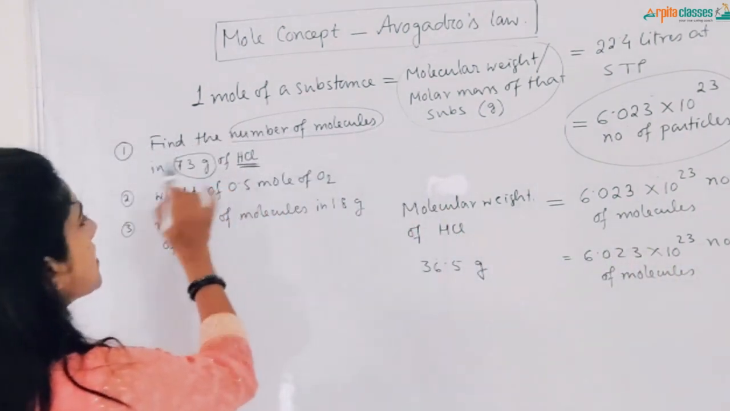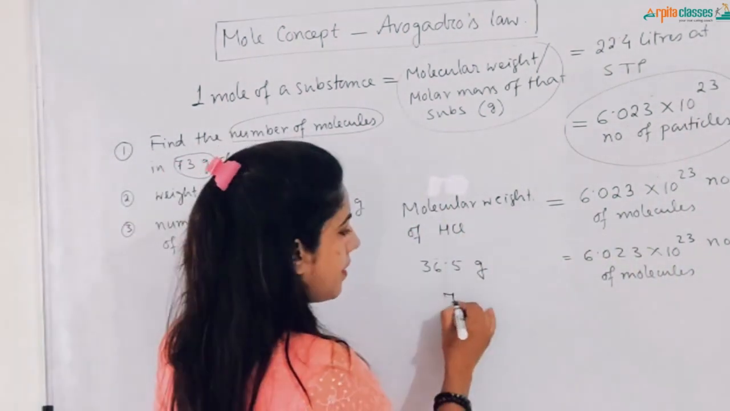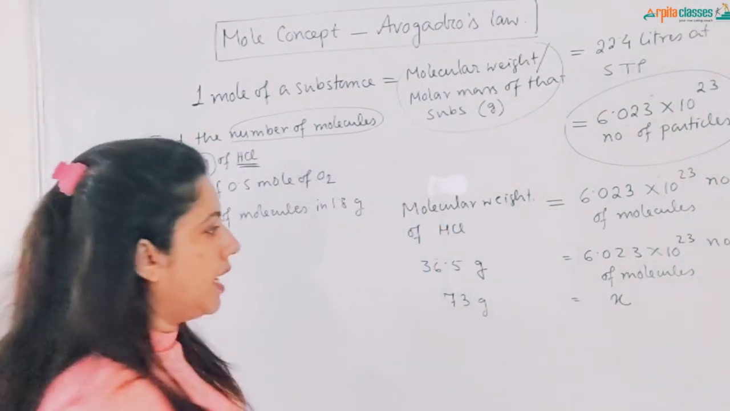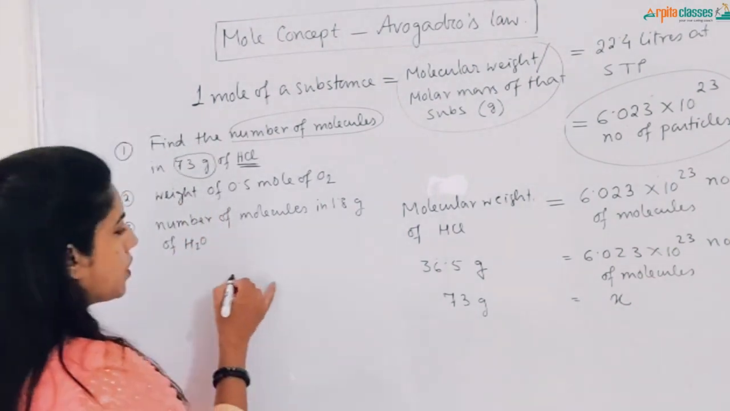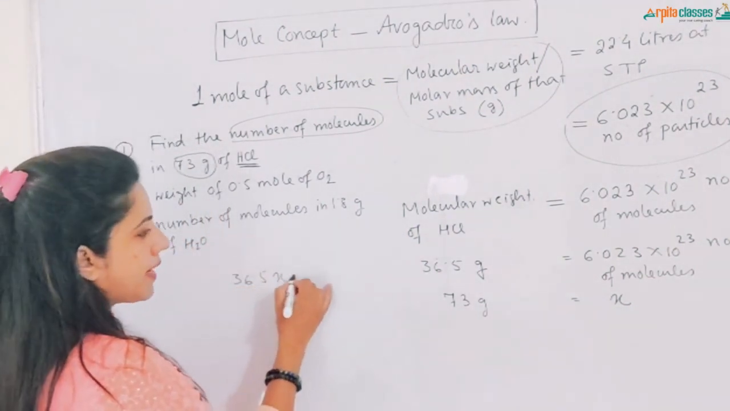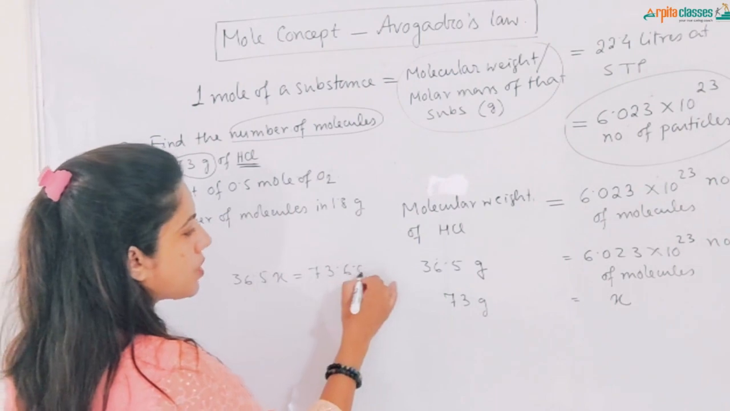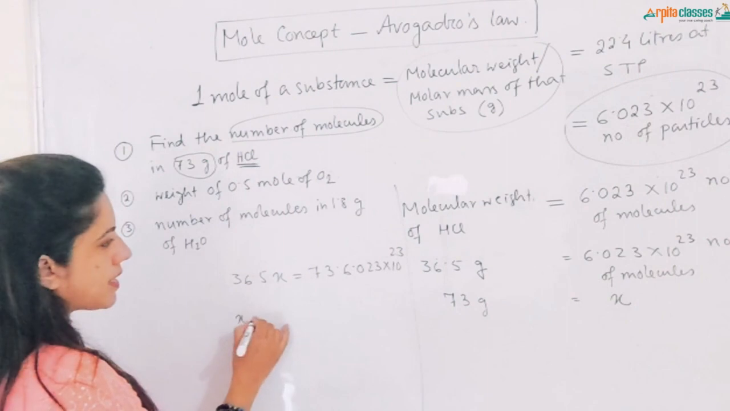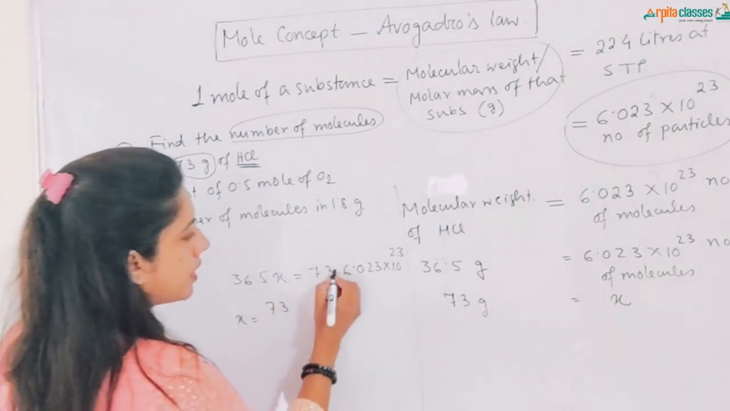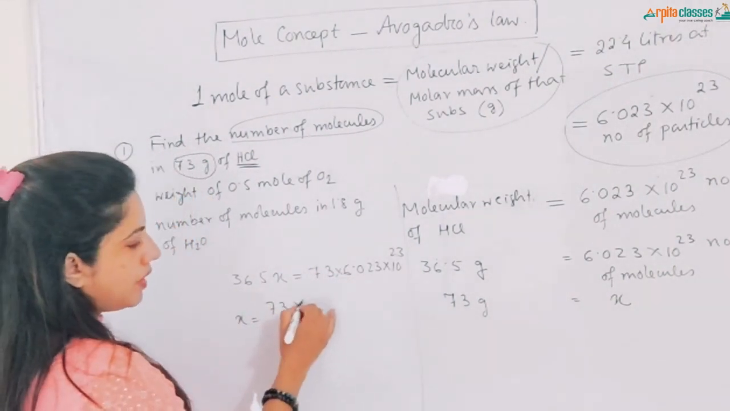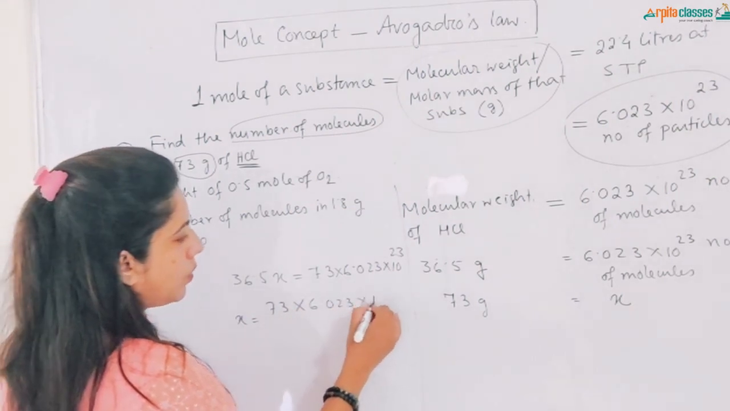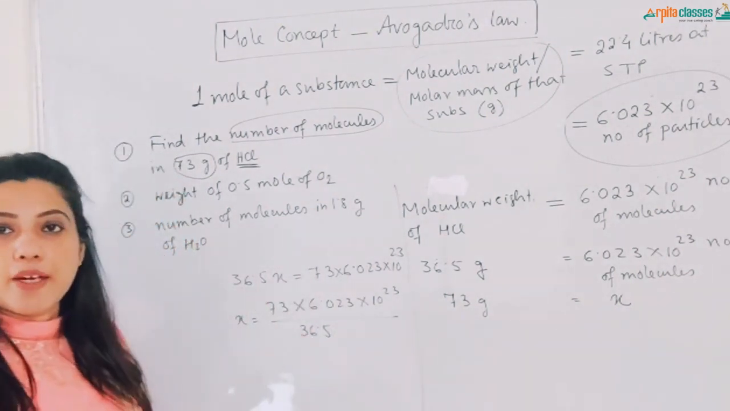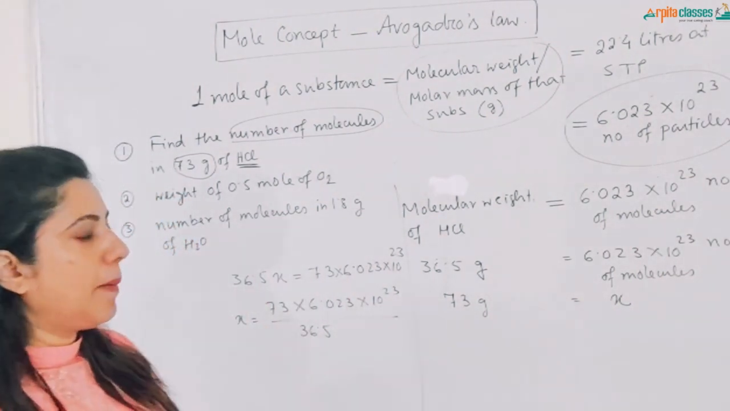So what they are asking is 73 gram. So if it is 73 gram, then what is the number of molecules? Suppose it is x. Now we have to cross multiply. So it will be 36.5x is equal to 73 into 6.023 into 10 raised to power 23. Okay, so x is equal to 73 into 6.023 into 10 raised to power 23 divided by 36.5. So when you calculate this, you get the number of molecules.